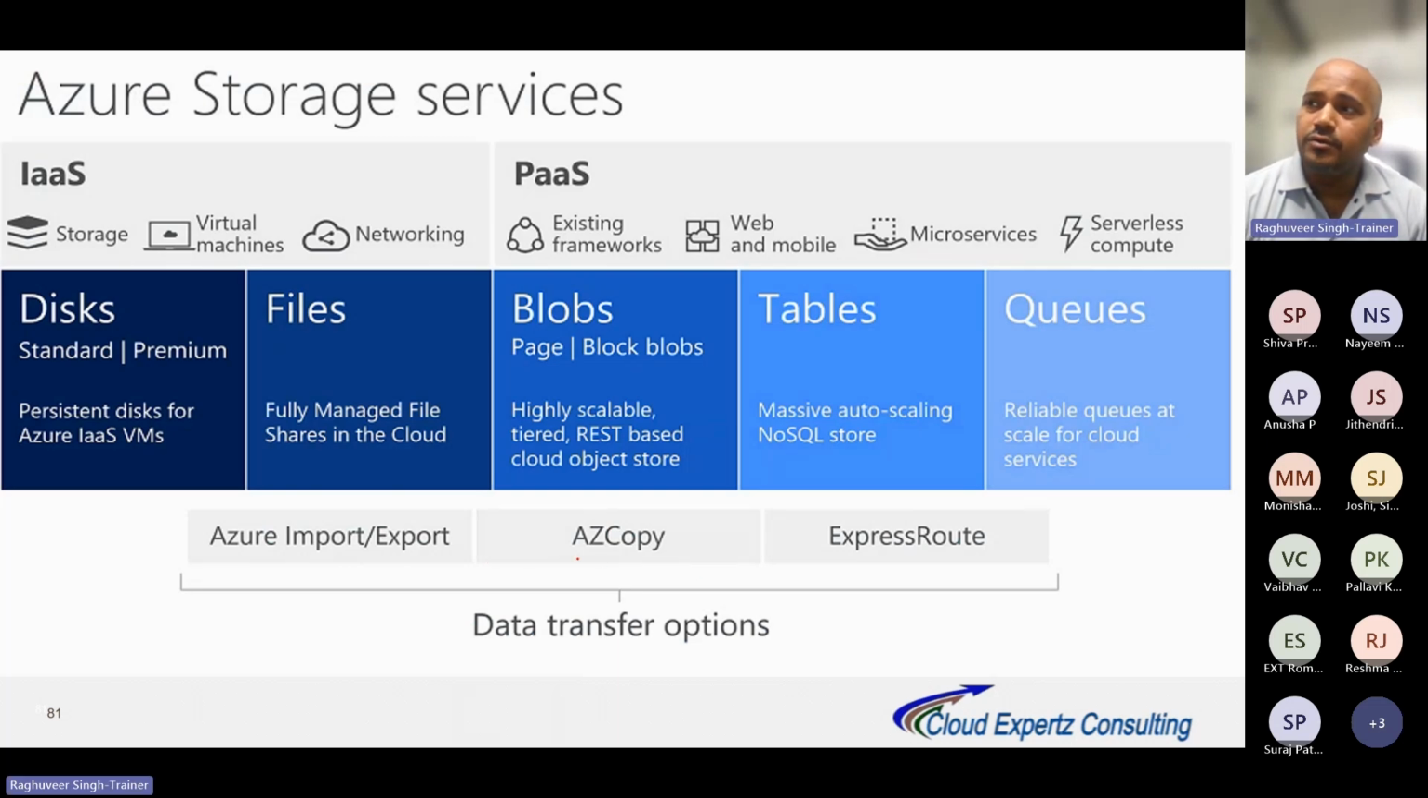Then comes another service, AZ Copy. The previous service is for terabytes of data, large amount of data. AZ Copy is for smaller amounts of data. If you want to copy, upload some files into Azure from your local system, you can use AZ Copy. The size of that file should not go beyond 1 GB. Otherwise, it will take more time. And if it is corrupted in transit, then it will start all over again.